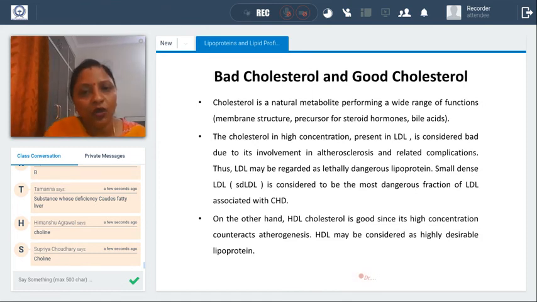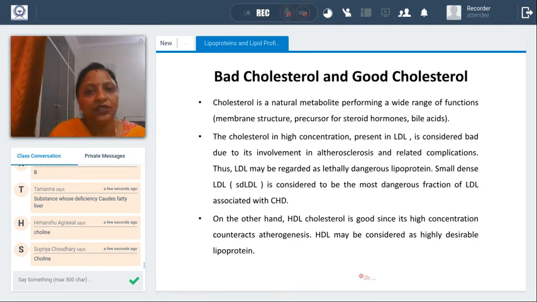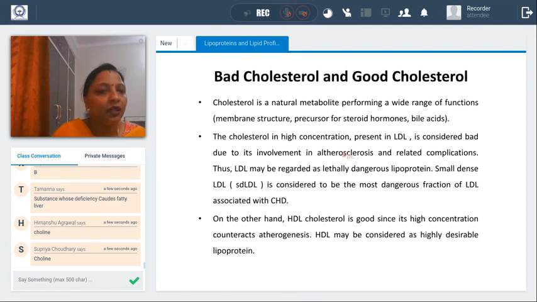What is bad cholesterol and good cholesterol? Cholesterol is a natural metabolite performing a wide range of functions: membrane structure, precursor for steroid hormones and bile acids. You all know the cholesterol in high concentration present in LDL is considered bad due to its involvement in atherosclerosis and related complications. Thus, LDL may be regarded as lethally dangerous lipoprotein. Small dense LDL is considered to be the most dangerous fraction of LDL associated with coronary heart disease. On the other hand, HDL cholesterol is good since its higher concentration counteracts atherogenesis. HDL may be considered as highly desirable lipoprotein.